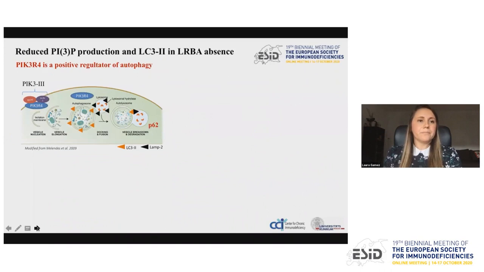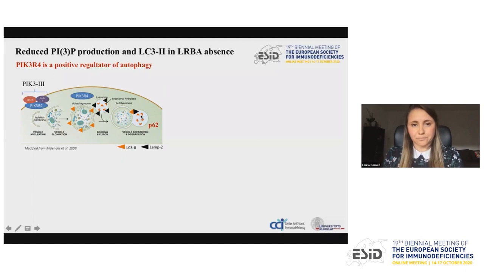PIK3R4 is a member of the class III PI3 kinase complex together with VPS34 and Beclin1, and all together are important for autophagy. Autophagy is a catabolic mechanism that cells use to survive under stress conditions, and it does so by forming a double membrane vesicle known as the autophagosome that will later fuse with the lysosome in order to degrade all the organelles or proteins that the cells do not need.